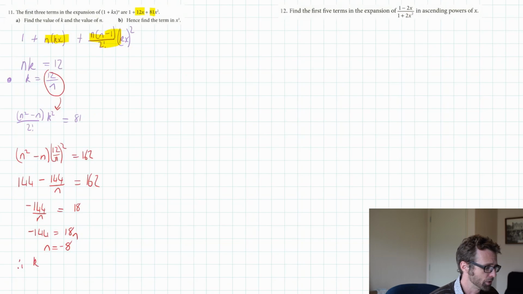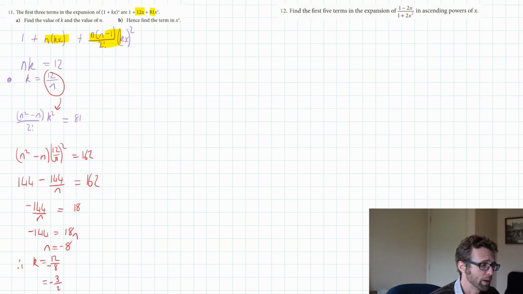And therefore, what does k equal? k equals 12 over negative 8, which is equal to, what do we say? 4 goes into both of those, so we'll have 3 over 2, so negative 3/2.